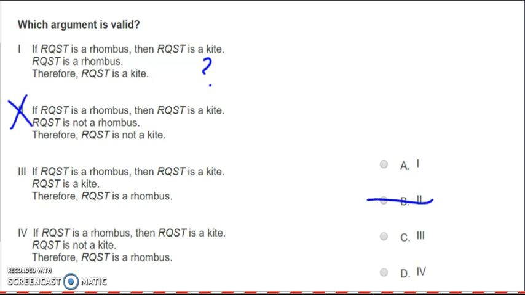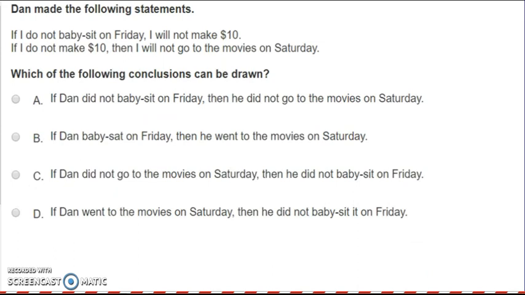If RQST is a rhombus, then RQST is a kite. RQST is a kite, therefore it also must be a rhombus. Well, again, just because it's a kite does not necessarily mean it has to be a rhombus. If it's a rhombus, it's a kite, but it doesn't work both ways. So again, that's not going to work. And then we have if RQST is a rhombus, then RQST is a kite. RQST is not a kite, therefore it's a rhombus. Well, that doesn't even make any sense. You gave one but not the other, so that's not going to work. So then what's my answer? It's A.